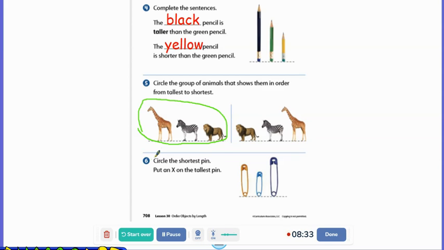Number 6, circle the shortest pin. Okay, so which one would be the shortest? Again, they're all lined up, so I'm looking at their heights here. Excellent, the light blue one. And then the second part, put an X on the tallest pin. Excellent. The tallest pin.